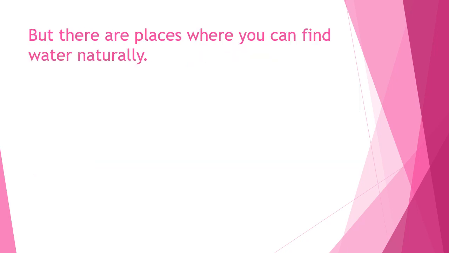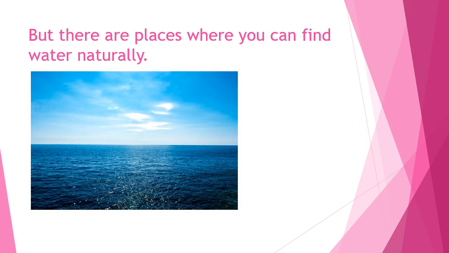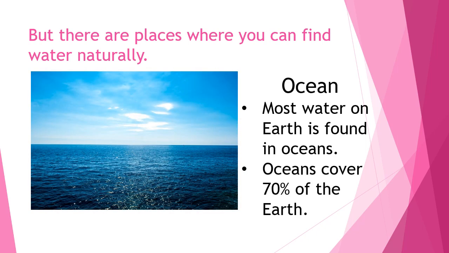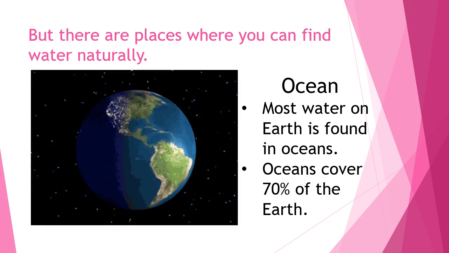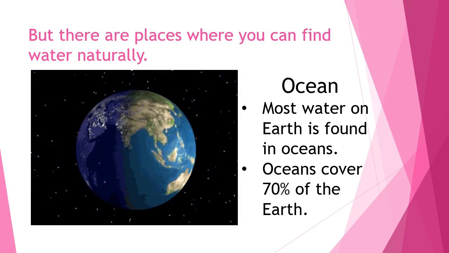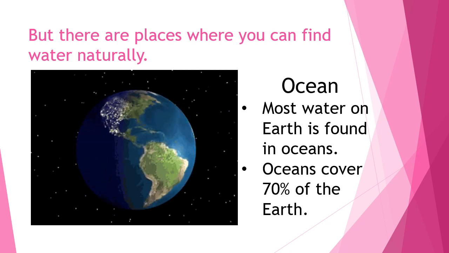So there are places where you can find water naturally. An example, if you can think of any, is the ocean. The ocean is where most water is found on Earth. So kebanyakan air di dunia ni datang dari ocean. So oceans cover 70% of the Earth. So if you look here, all that blue part over there, most of it is ocean.